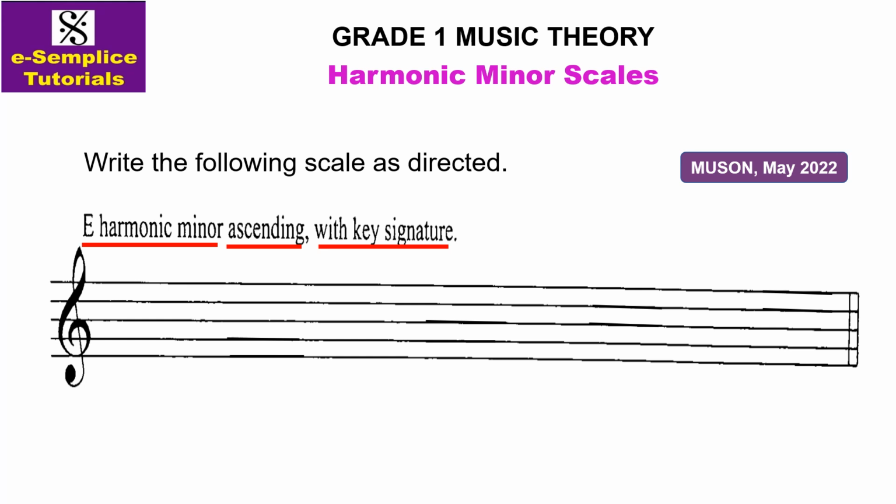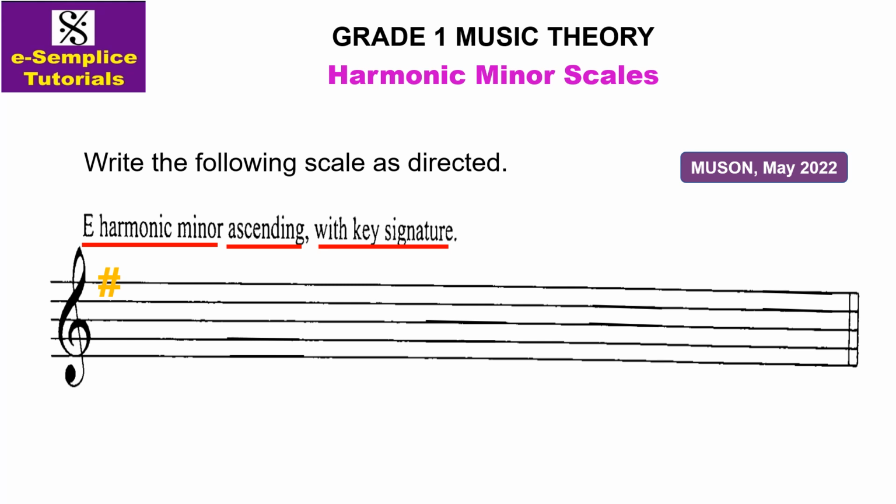Now let's start. E minor. I hope you know the key signature accidentals in E minor. E minor is the relative minor of G major, and G major and E minor both have F sharp as key signature accidental. So you see I've prefixed F sharp at the beginning.